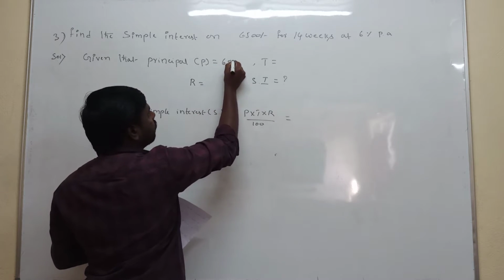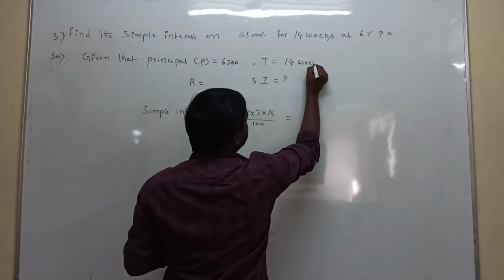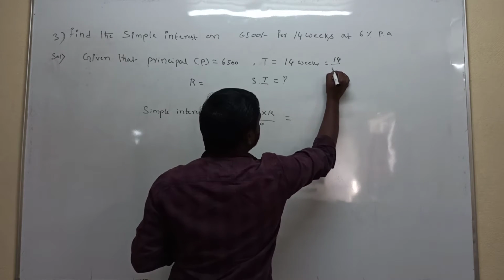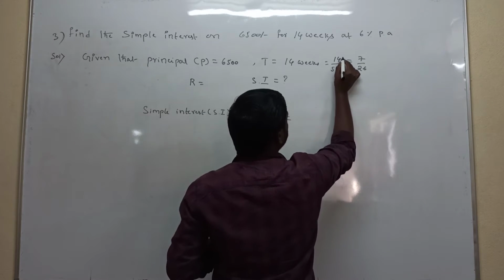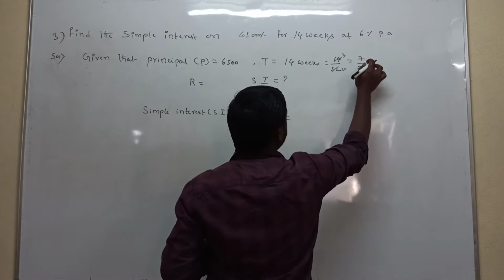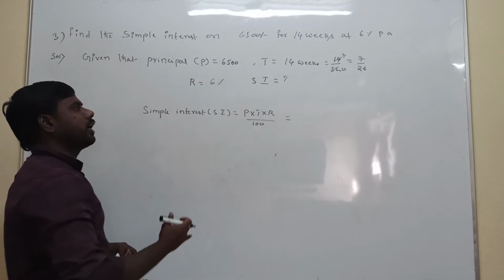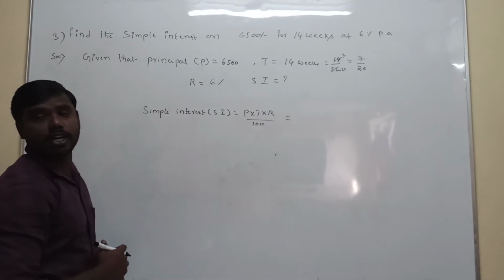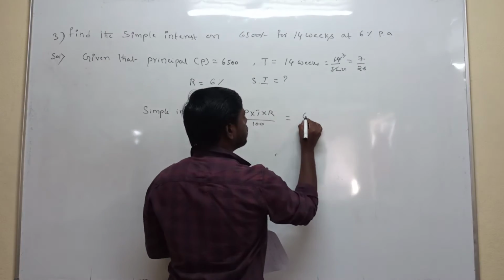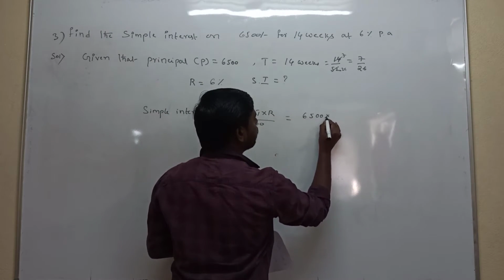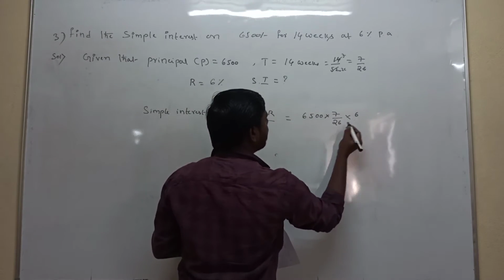We need to calculate simple interest. Principal amount is 6,500 and the time T is equal to 14 weeks. 14 weeks is equal to given weeks divided by total weeks, 52, which is 2 7s are 14, 2 26s are 52, so 7 by 26. What is the rate of interest given? 6% per annum. The simple interest formula is PTR by 100. Now we substitute the values. What is the P value? 6,500 into T value 7 by 26 into rate of interest R by 100.